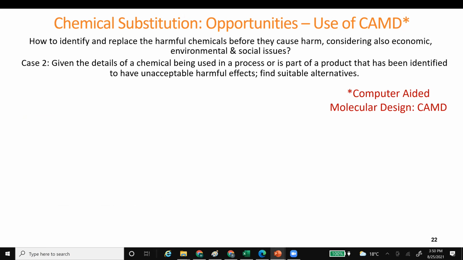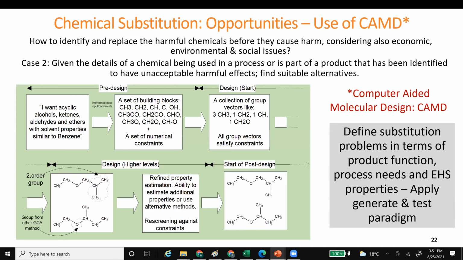So I'll give you some simple examples now. As I said before, we want to identify and replace the harmful chemical or find a chemical that is better. And so the problem is to replace the identified chemical. And this kind of problem has been solved, and within our community of process systems engineering, it's called computer-aided molecular design, CMD, and I will give you some examples. So here is an example first conceptually.